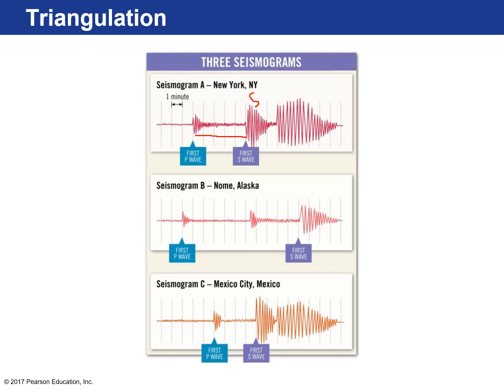Here in Nome, Alaska, the time lag is significantly longer. So let's count that. 1, 2, 3, 4, 5, 6, maybe 6.5 minutes? What that means is Nome, Alaska is further away from the earthquake than New York is. And if we go down to seismographic station C in Mexico City, the time lag is 1, 2, 3, 4 minutes. So actually this earthquake occurred closest to Mexico City.